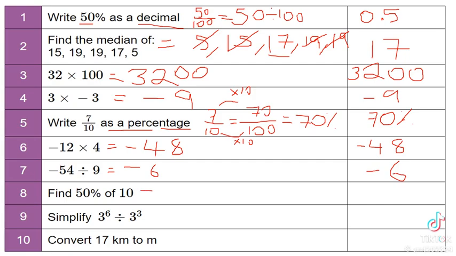Question number 8, find 50% of 10. So 50% of any quantity means to divide it by 2. So it's 10 divided by 2. So 10 divided by 2 is equal to 5.